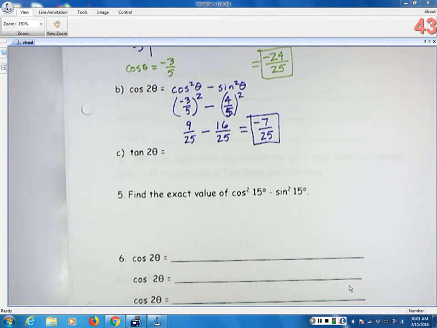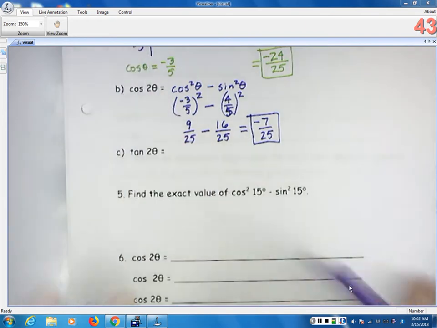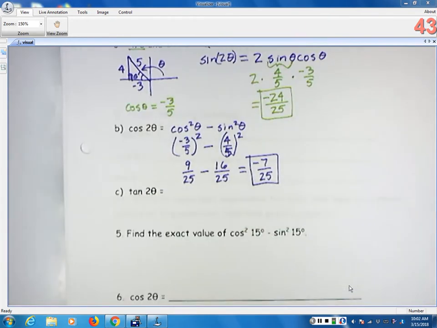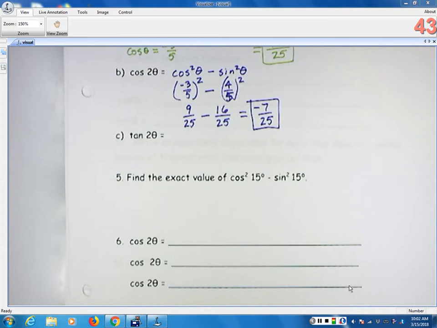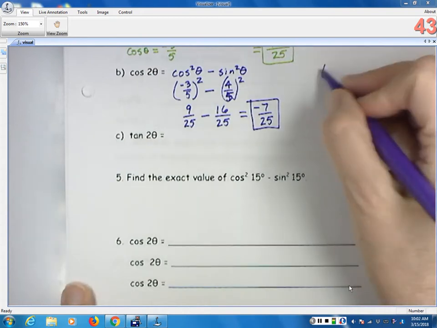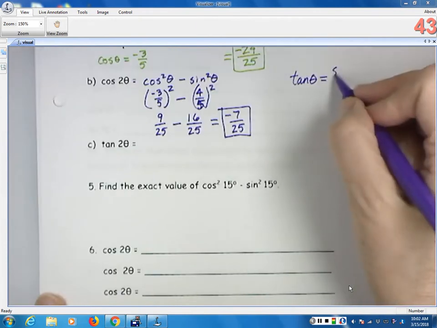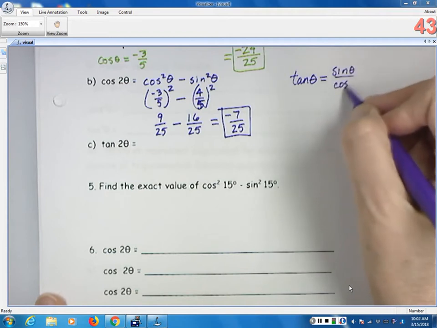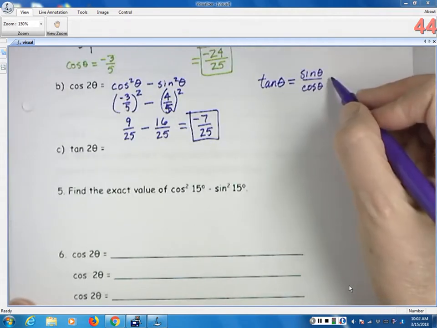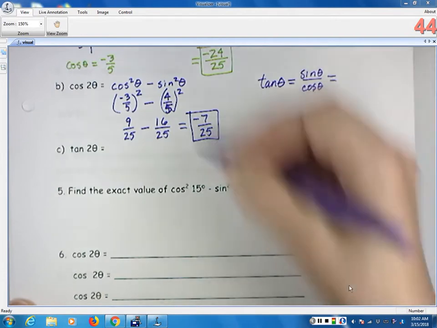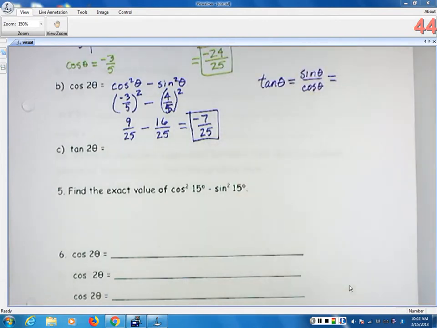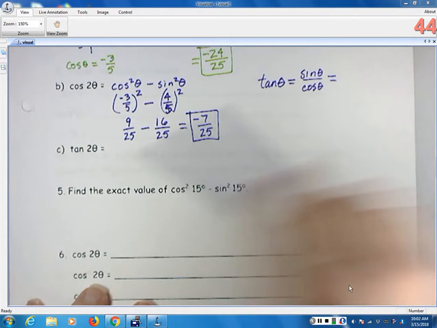Is this making sense? Okay, so you're using these things, you're still having to use the stuff we learned in the test 1 material. Tangent of 2 theta. Well, we can find tangent of theta. We're going to need to know tangent of theta. This is not 2 theta. Tangent is sine theta over cosine theta. We want to use the double angle identity to find tangent of 2 theta.